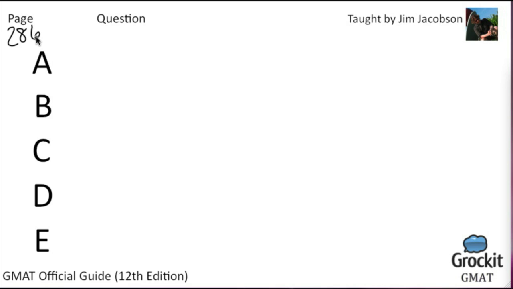Page 286, question 147. So a certain bookcase has 2 shelves of books. On the upper shelf, the book with the greatest number of pages has 400 pages. On the lower shelf, the book with the least number of pages has 475 pages. What is the median number of pages for all of the books on the 2 shelves?